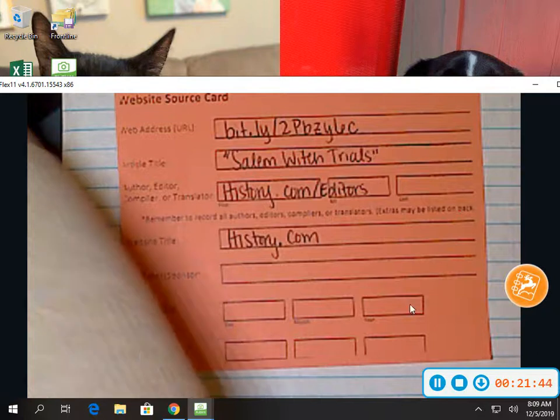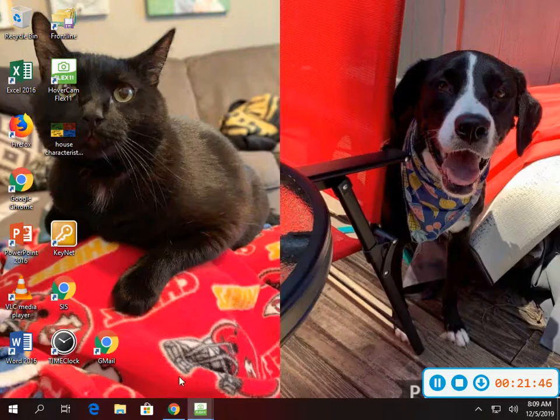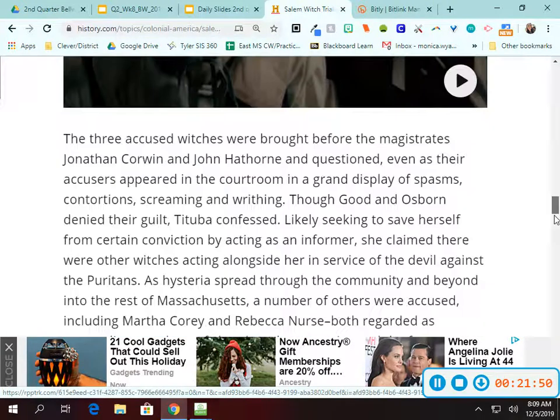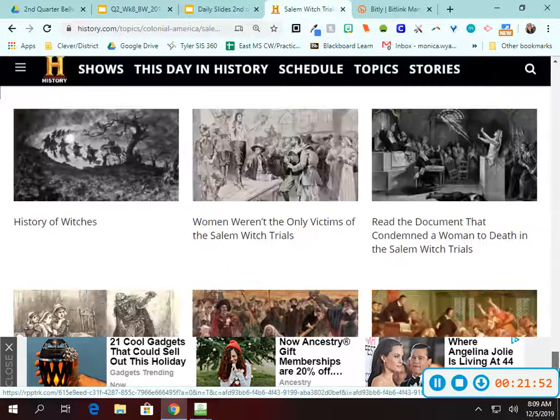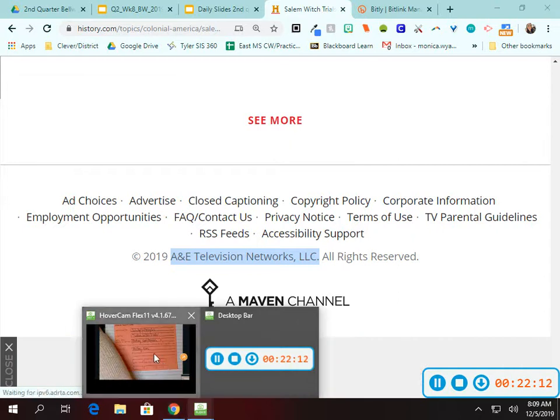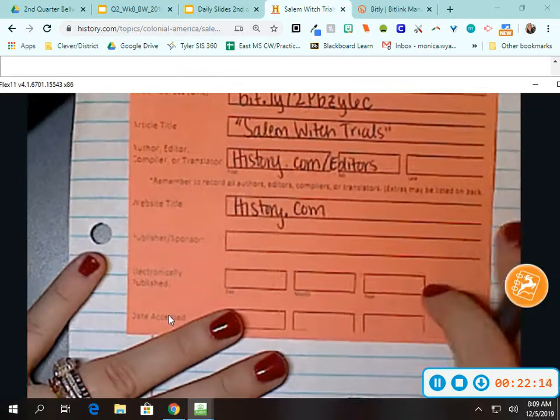Now, in order to find our publisher provider, we are going to scroll down to the bottom, and we're going to look for the copyright. So it's going to be all the way at the bottom. Do you see a copyright symbol? Yeah. Right here. This is what you're looking for, and you're looking for what comes after the copyright symbol. You don't need the date, but you do need this part right here of who the publisher is. So A&E Television Networks, LLC is going to be your publisher provider.